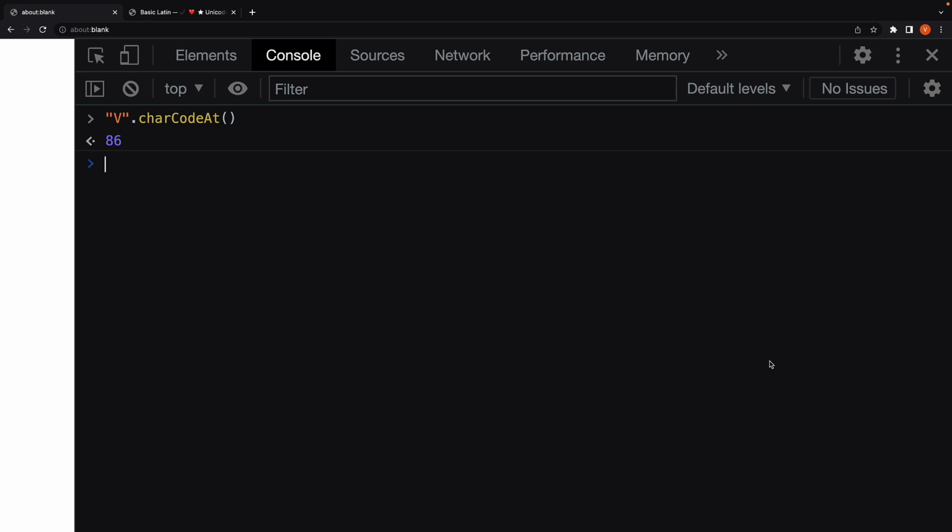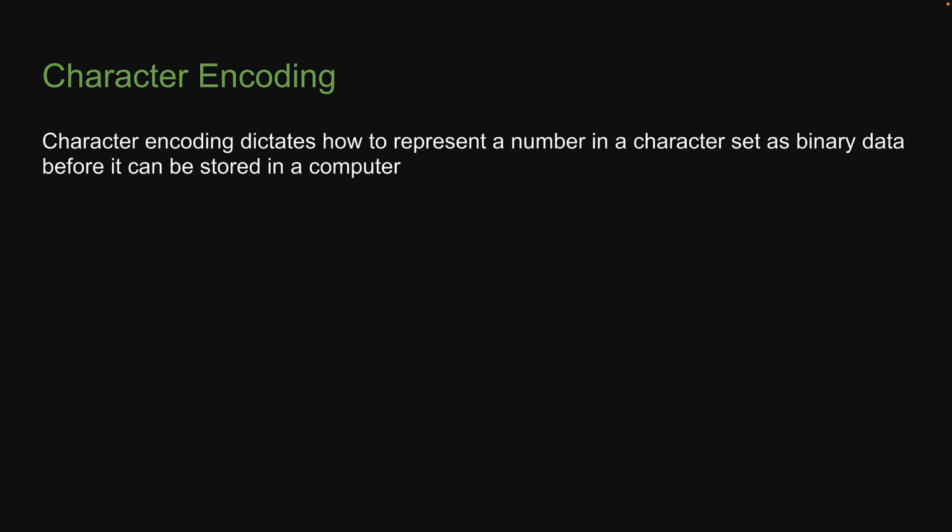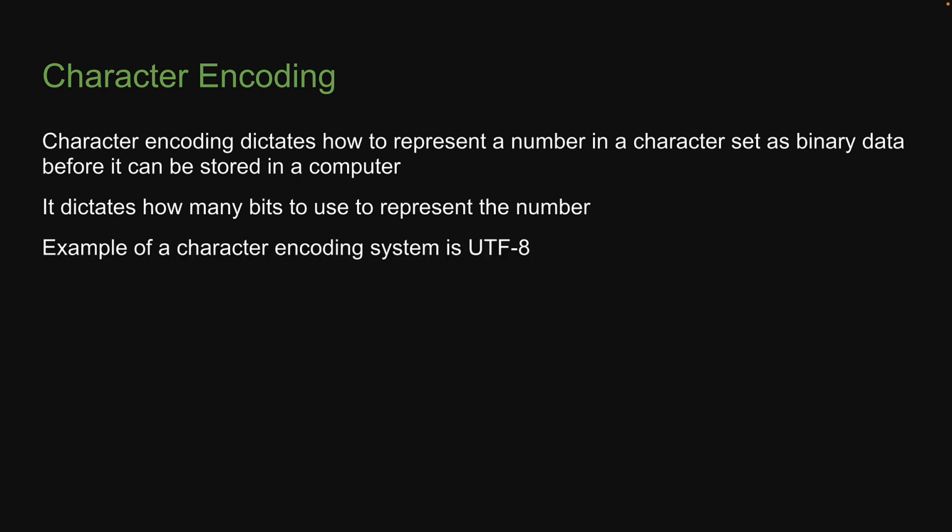Now that we have characters as numbers, you may think the computer can work with these numbers by converting them to binary. Well, that is only partially true. Which brings us to the third topic in this video, which is character encoding. Character encoding dictates how to represent a number in a character set as binary data before it can be stored in a computer. More specifically, it dictates how many bits to use to represent a number. One such example of a character encoding system is UTF-8.